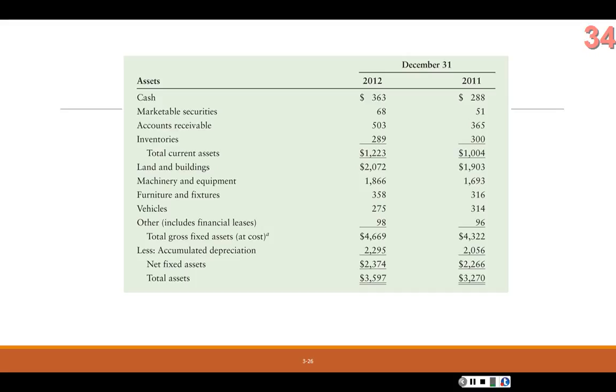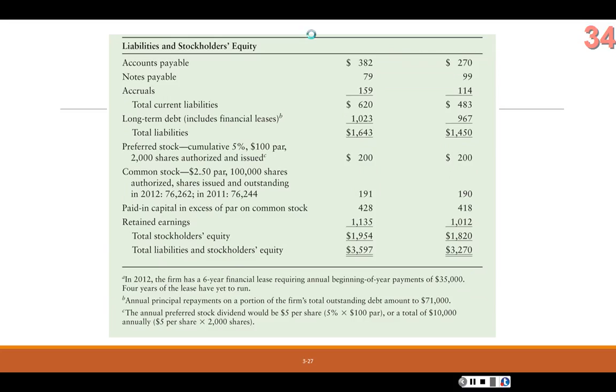Fixed assets is the original cost of all fixed assets owned by the firm, so property, plant, and equipment. And depreciation is the total expense recorded for the depreciation of these fixed assets. On the liability and equity side, we start with accounts payable. That's money owed for credit purchases by the firm.